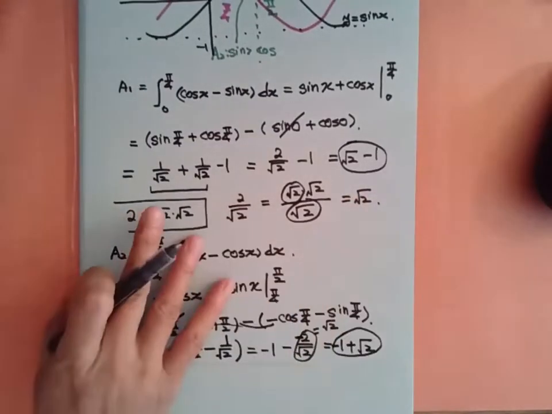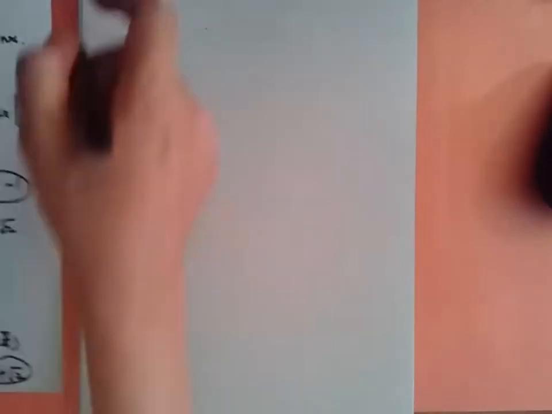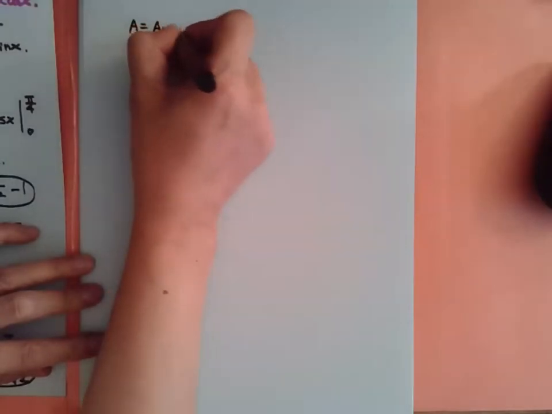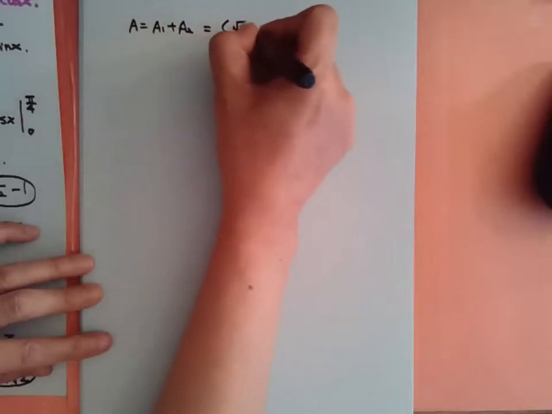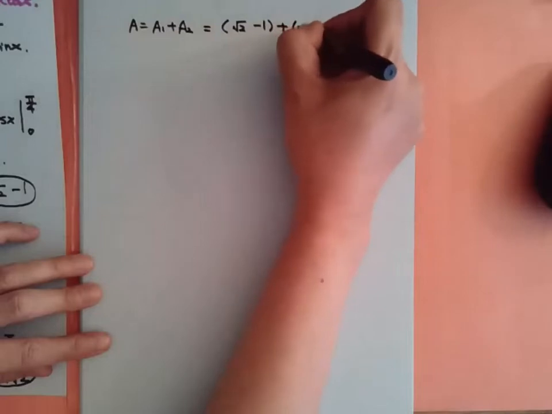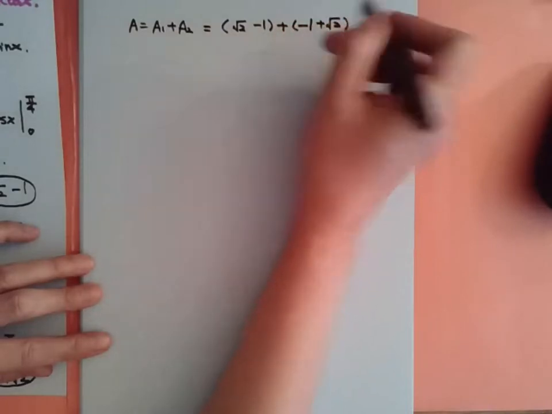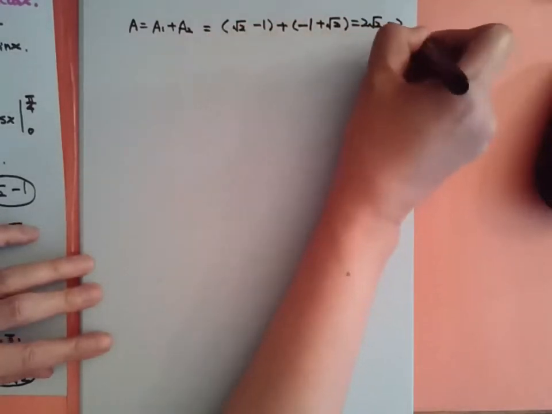To conclude the problem, we have to add those 2 areas. So A equals A1 plus A2. A1 came out to be square root of 2 minus 1 plus A2 came out to be minus 1 plus square root of 2. So that is 2 square root of 2 minus 2.